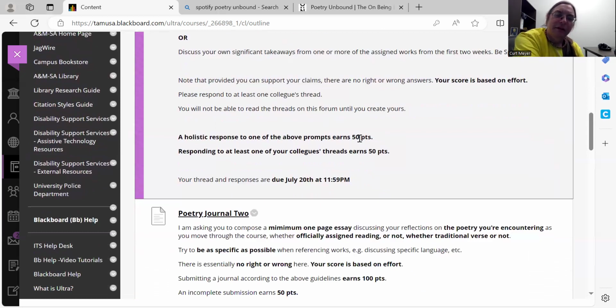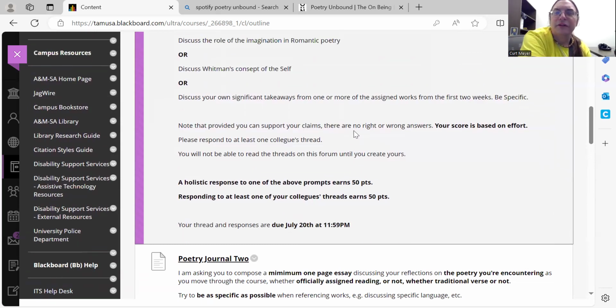Same thing, your initial thread is 50 points, and then your response to at least one other person's post is another 50 points. And again, I don't know that I've explained this yet, but the reason that I'm dividing this, instead of just giving you a straight 100 for posting your thread, is I'm trying to foster interaction by way of the discussion board. And so far, it's worked out well.